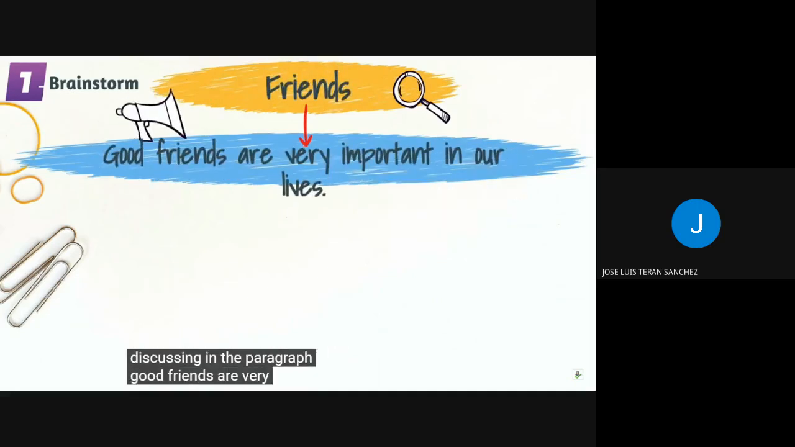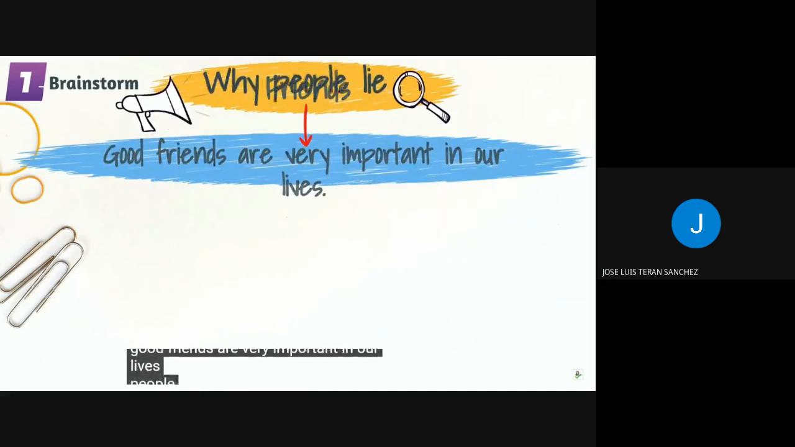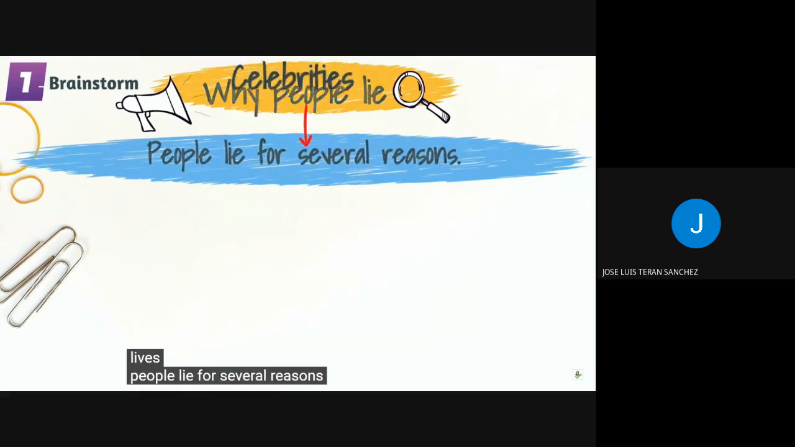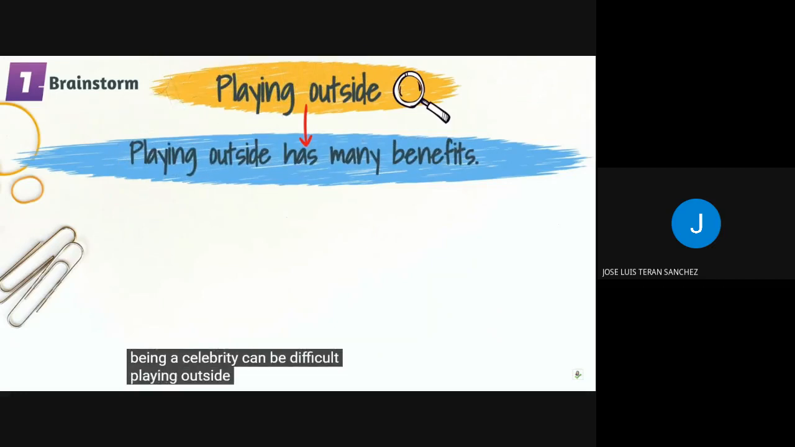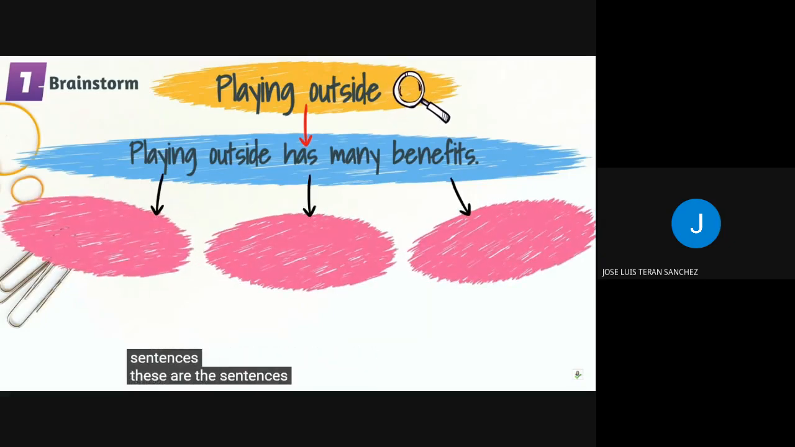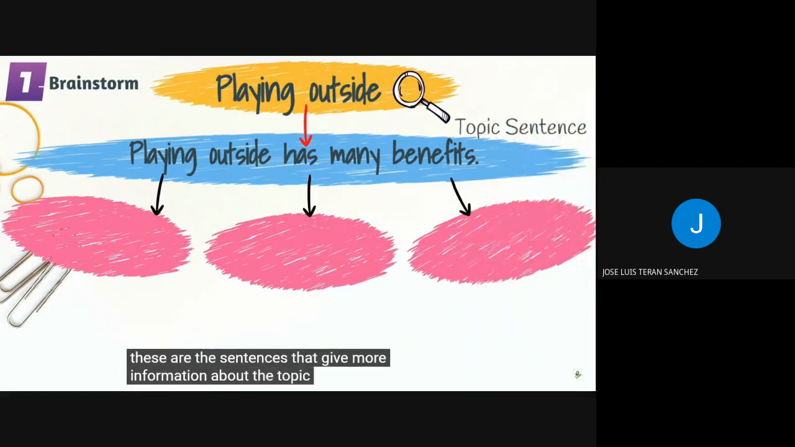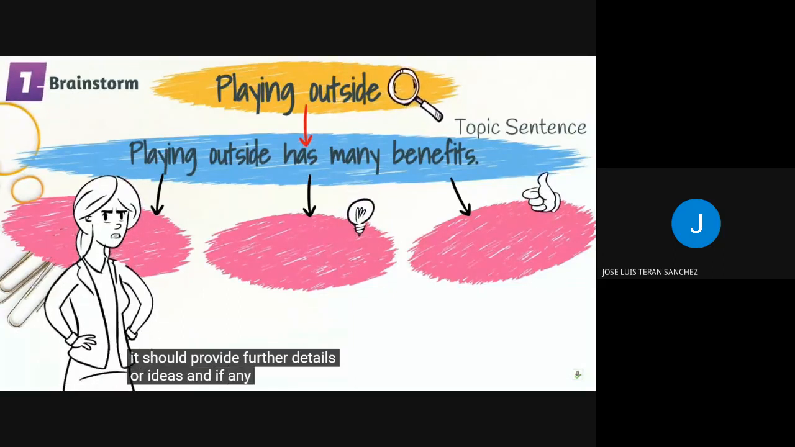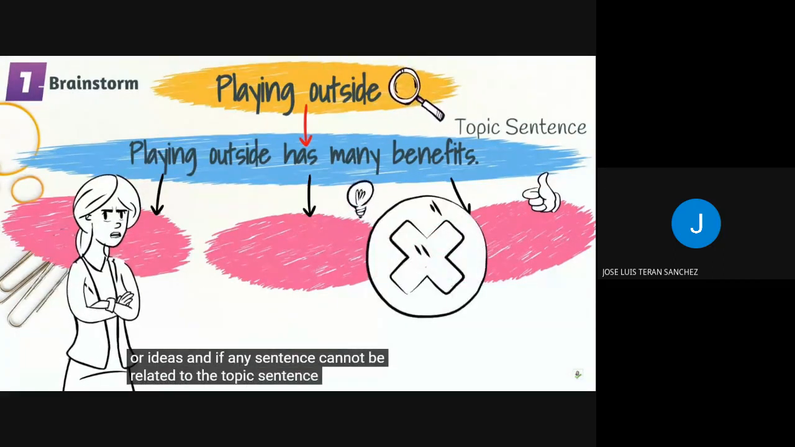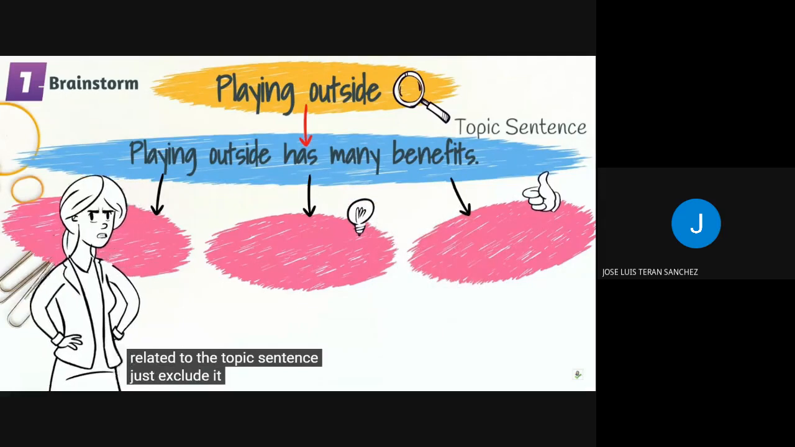Good friends are very important in our lives. People lie for several reasons. Being a celebrity can be difficult. Playing outside has many benefits. Now you have to write the supporting sentences. These are the sentences that give more information about the topic sentence. Every sentence should support the topic sentence. It should provide further details or ideas. And if any sentence cannot be related to the topic sentence, just exclude it.